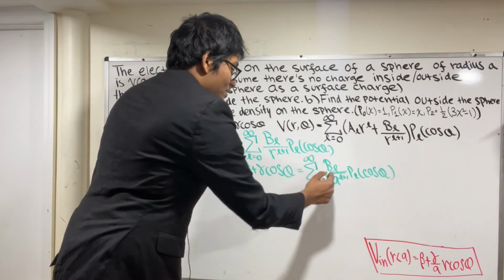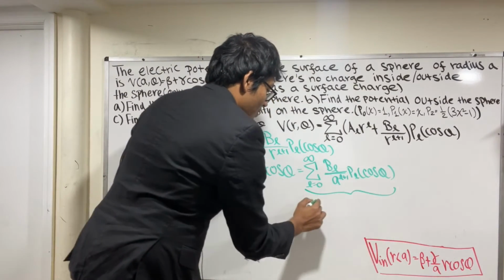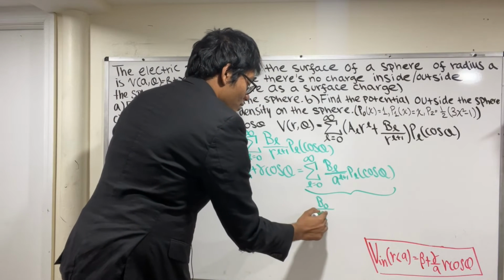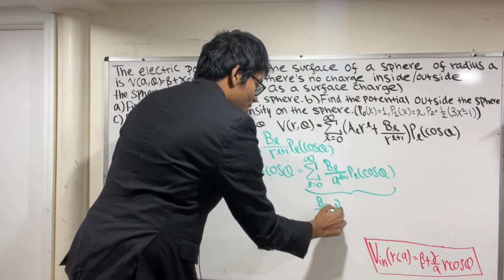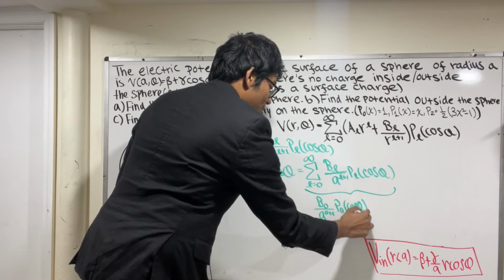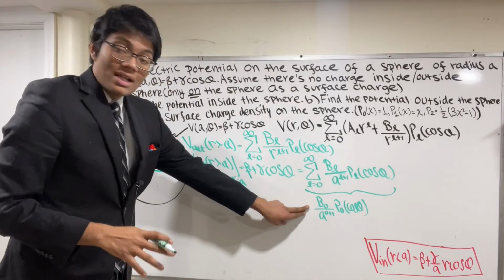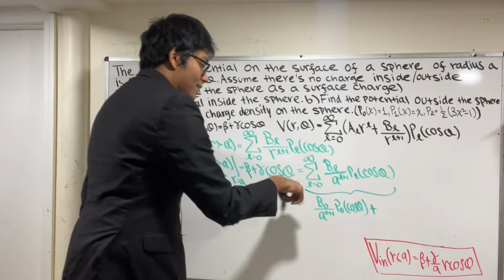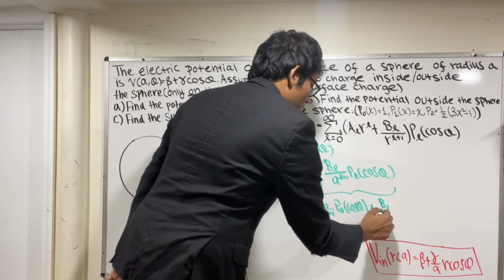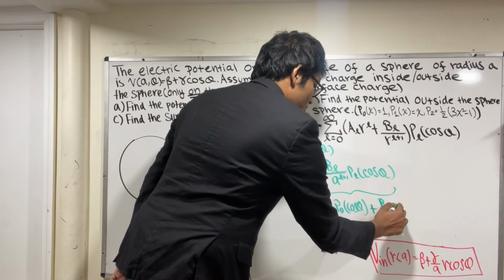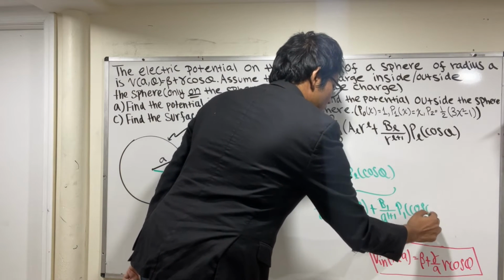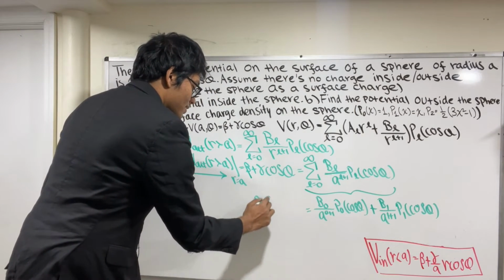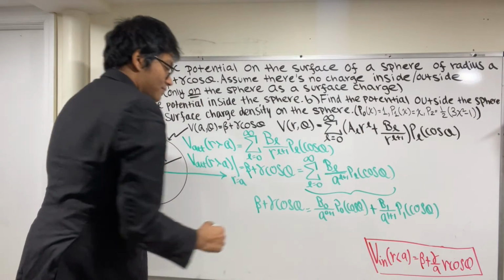The L equals 0th term of this summation is going to be B sub 0 over A to the power of 0 plus 1 times P sub 0 cosine theta. As you can see, I'm not skipping any steps, just so you can see what I do. Then the L equals 1 term is going to be B sub 1 over A to the power of 1 plus 1 times P sub 1 cosine theta. And all of this is going to equal beta plus gamma cosine theta.